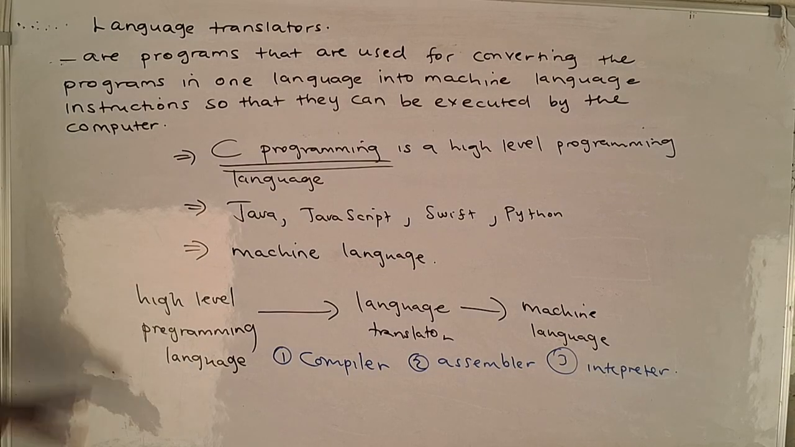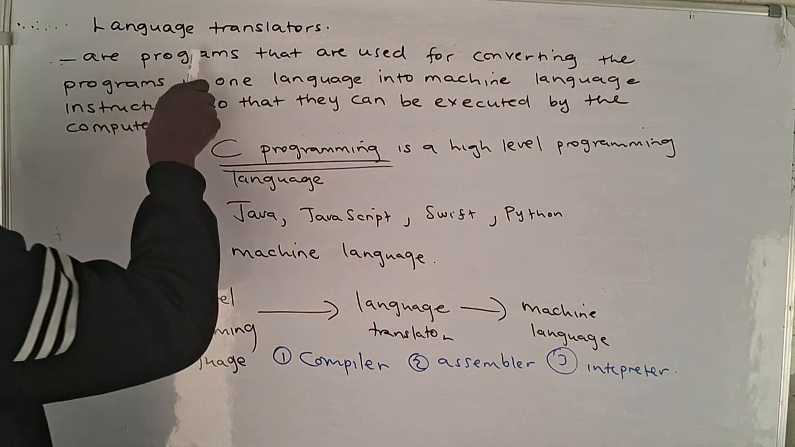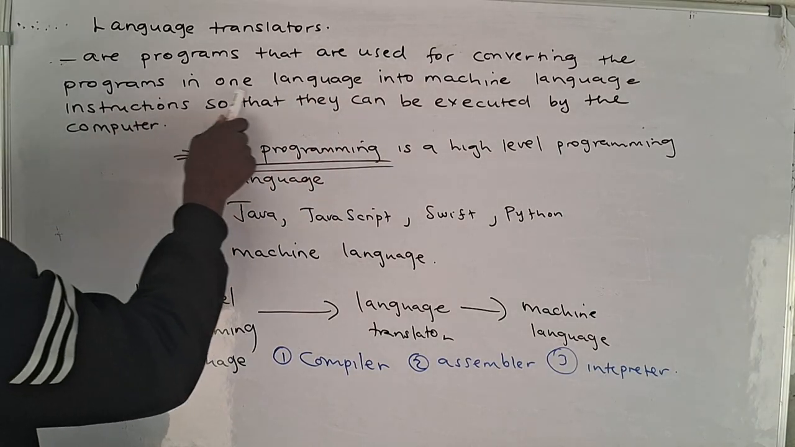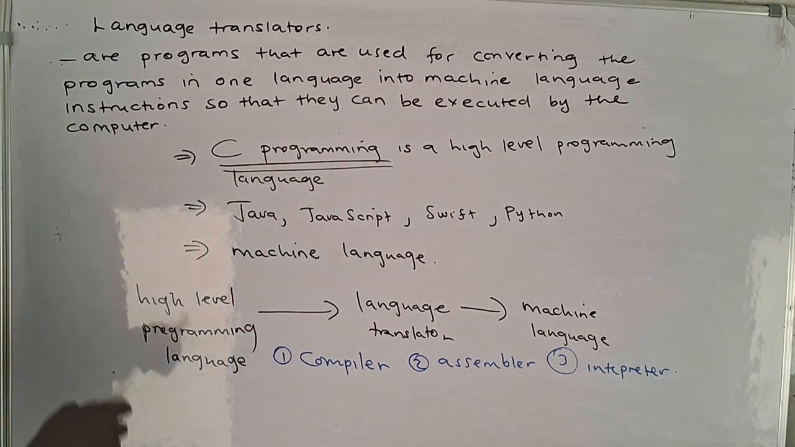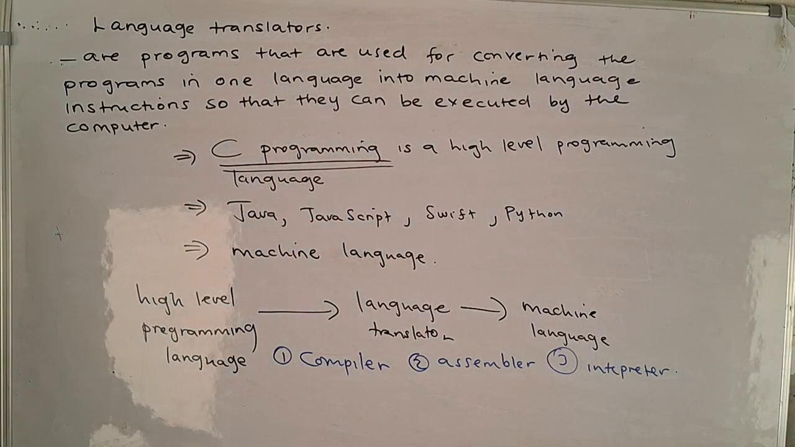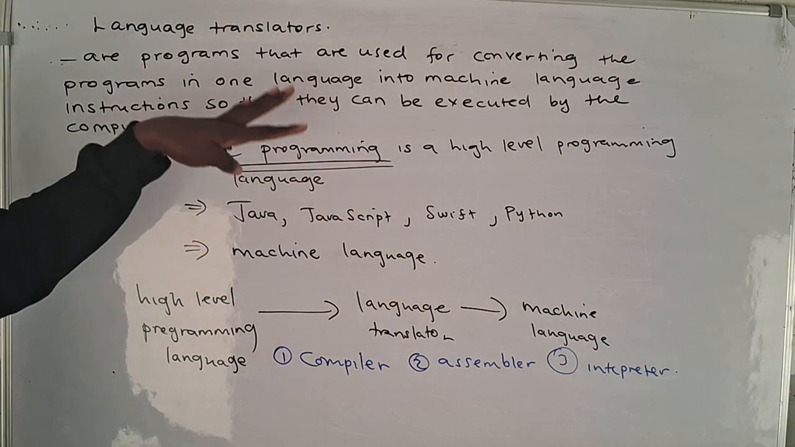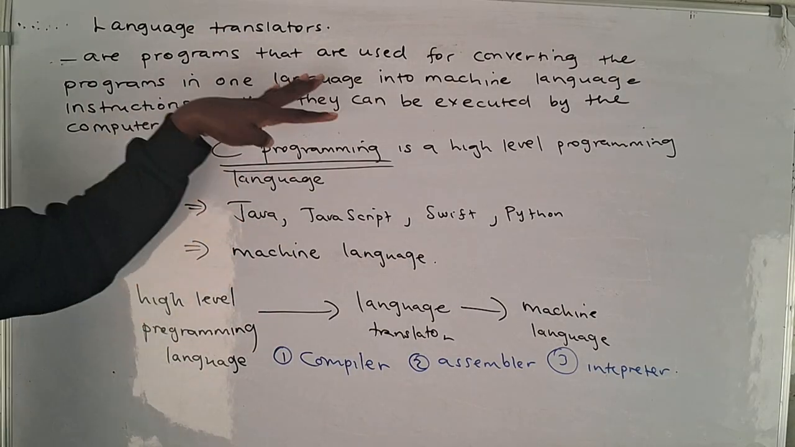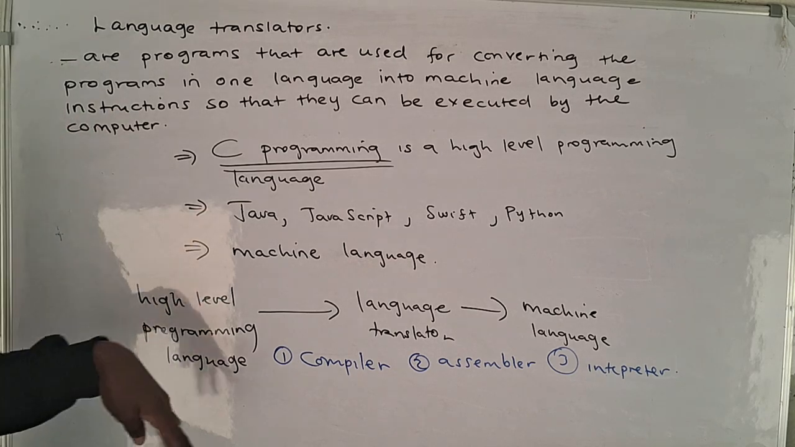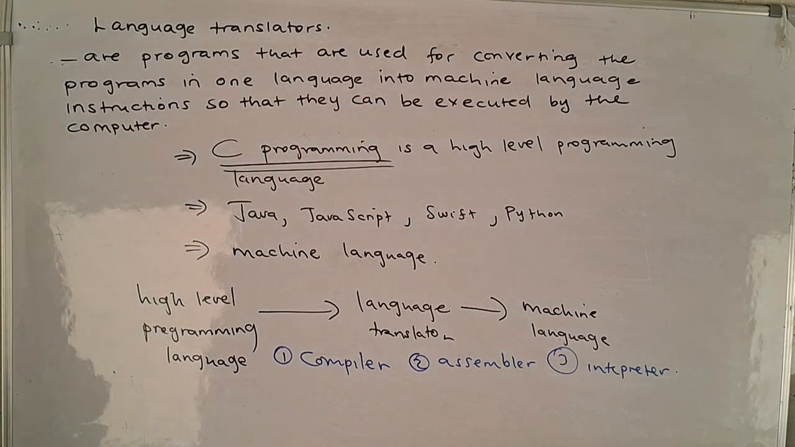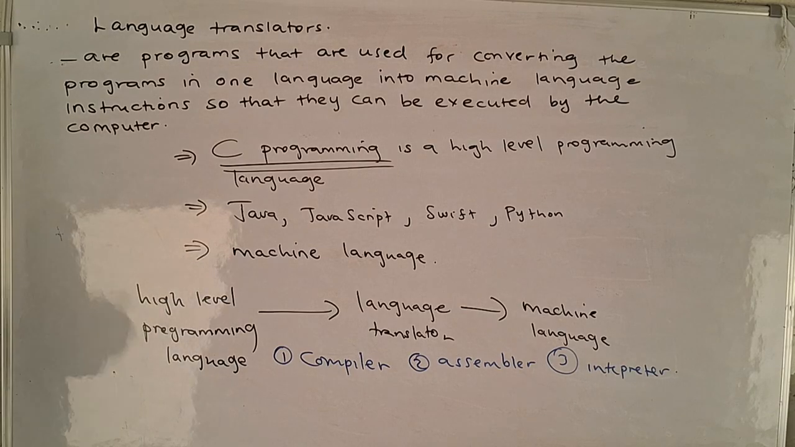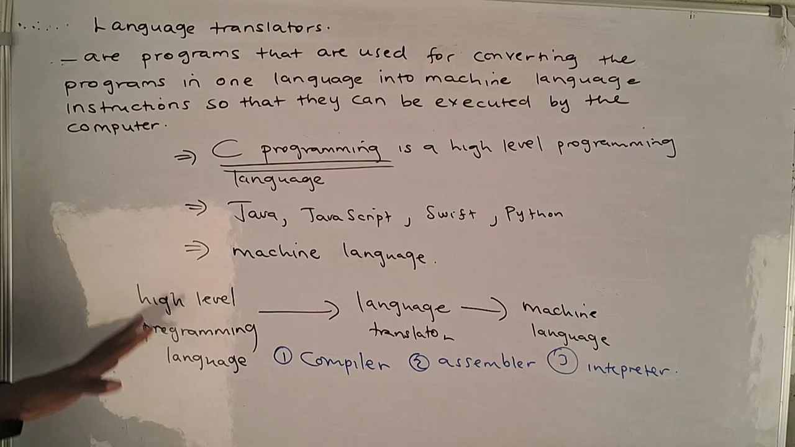What is a language translator? Language translators are programs that are used for converting a program in one language into machine language instructions so that they can be executed by the computer. So a language translator converts a program from one language into machine language so that the instructions can be executed by the computer. This is very, very important.